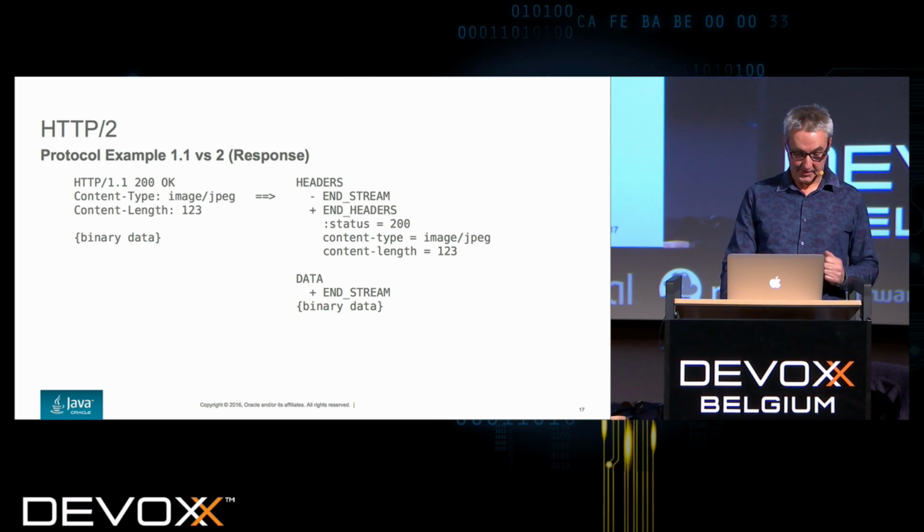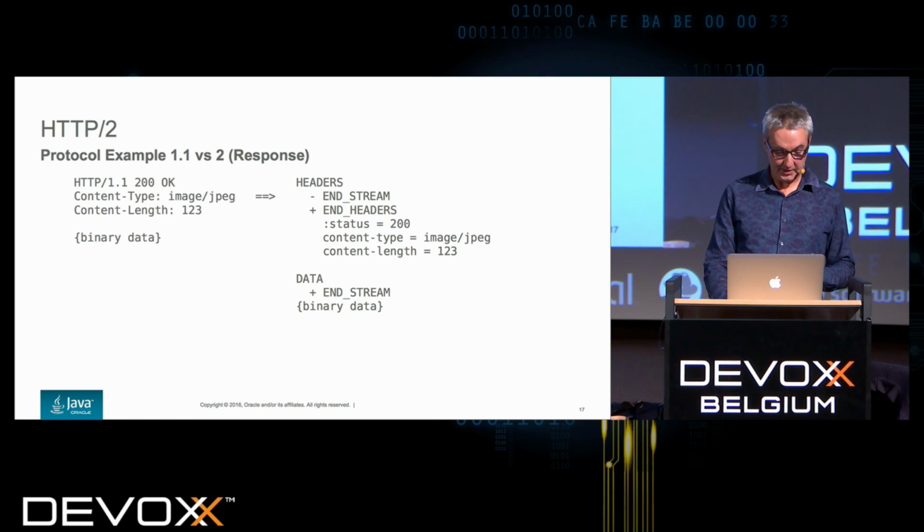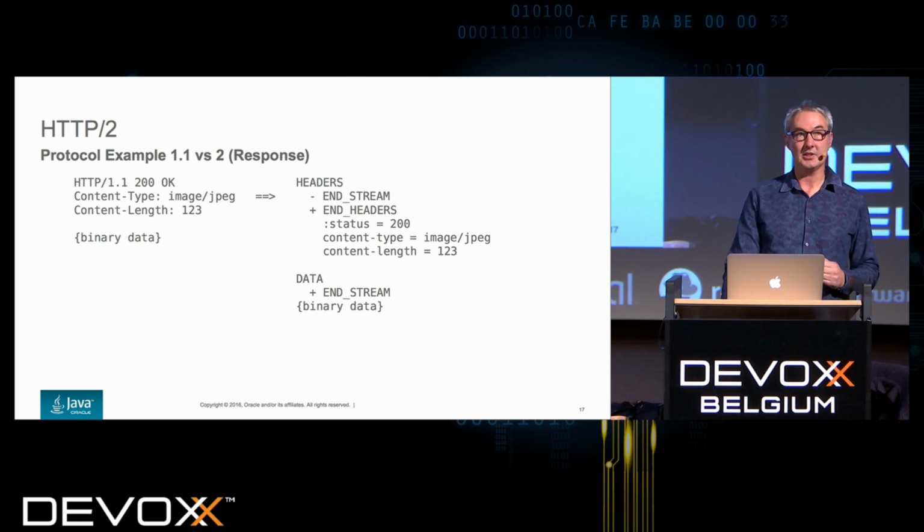because this is not the final frame of the stream from the server. But the end headers flag is set because all of the headers are contained in this frame. So we see the same content type, content length, and then a pseudo header signifying the status code, which is :status. Following this is a single data frame with the 123 bytes of data, and this frame has the end stream flag set.